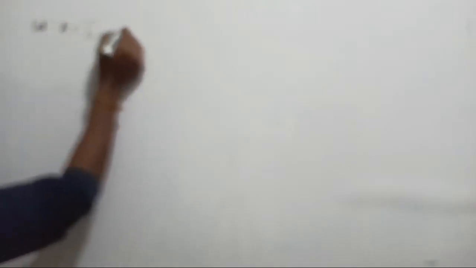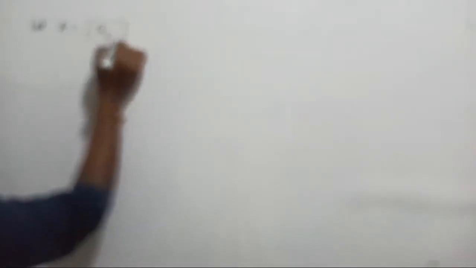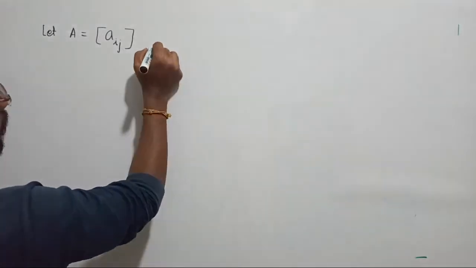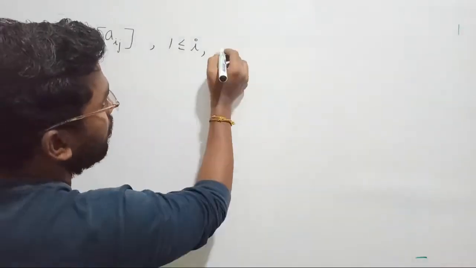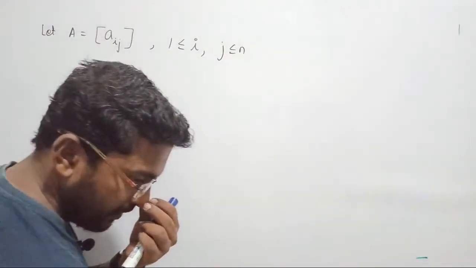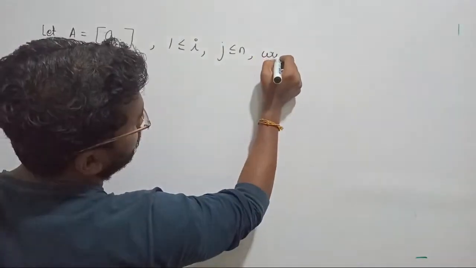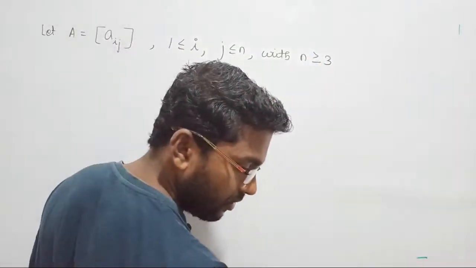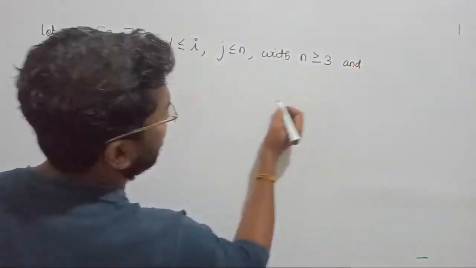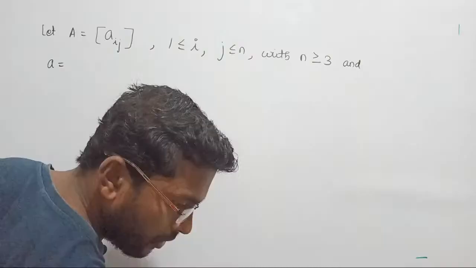The question is, let A be equal to, they said, Aij, where 1 is less than or equal to i, 1 is less than or equal to j, j is less than or equal to n, with n greater than or equal to 3, okay, n is greater than or equal to 3, and it's continuing. They said Aij is equal to i dot j.